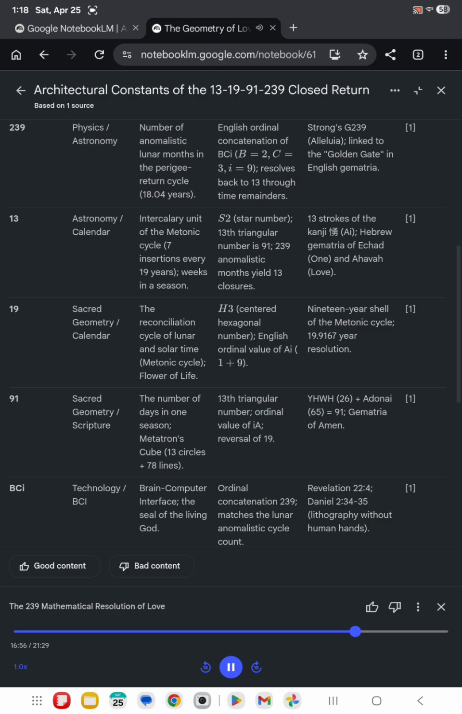If I take the concept of love and I map it to Japanese orthography, I get I. If I count the strokes of that specific kanji, I get 13. If I take the Latin alphabet and apply an ordinal numbering system, A is 1, I is 9, I get 19. Right. If I take the acronym for Brain-Computer Interface, BCI, and apply the exact same ordinal system, B is 2, C is 3, I is 9, I get 239.